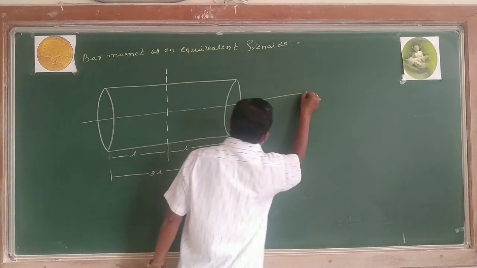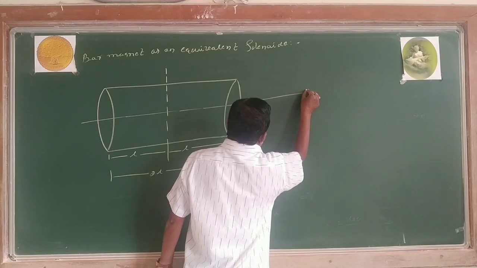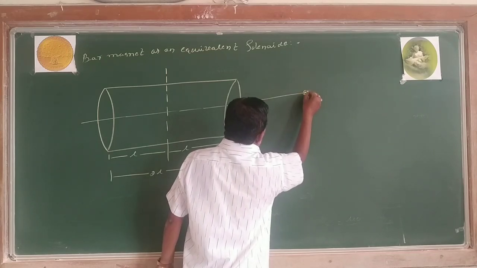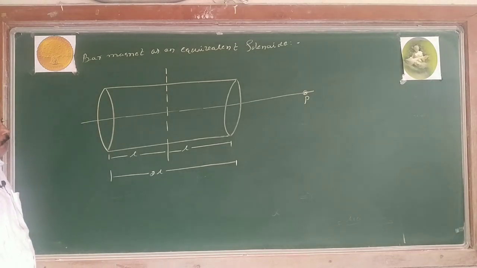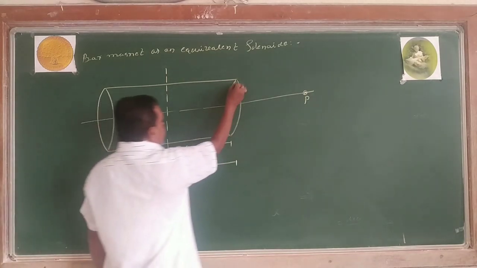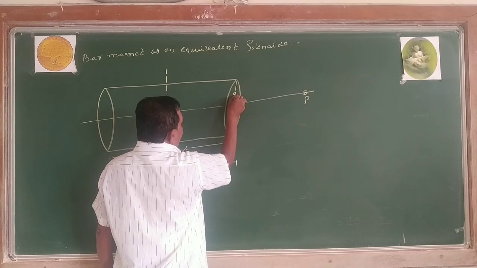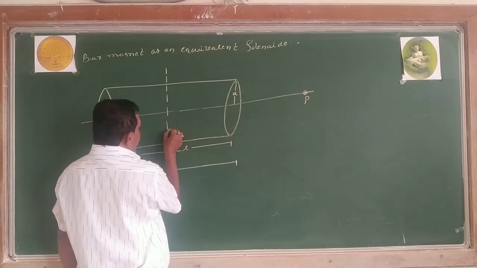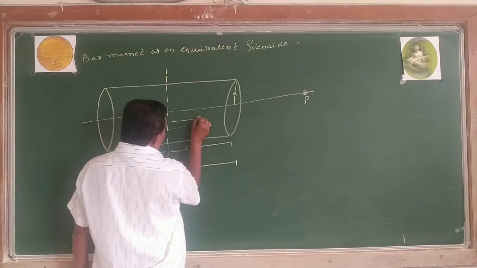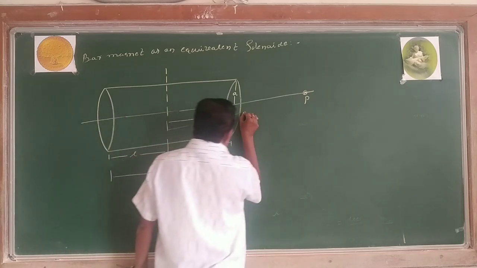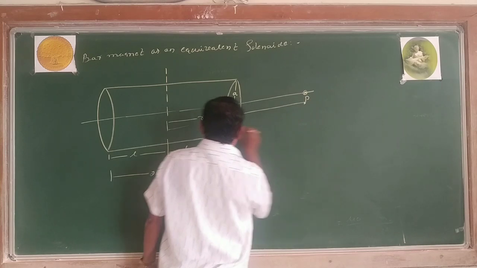Now, this is the point P where the magnetic field is to be calculated, which is at a distance. Now, this is the radius. I can take a as the radius and r is the distance of the point from the center of the solenoid, r. This is the distance.